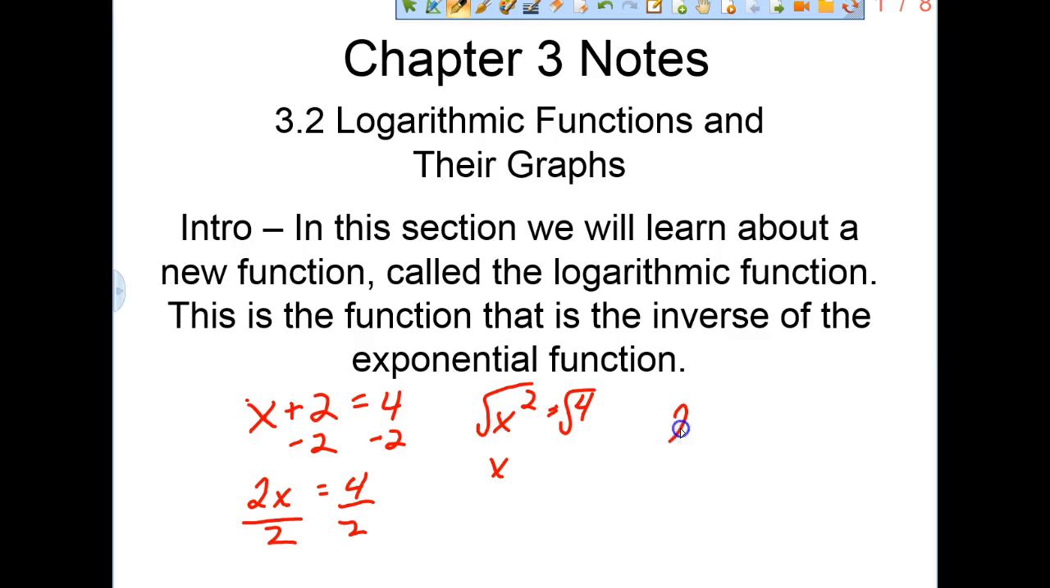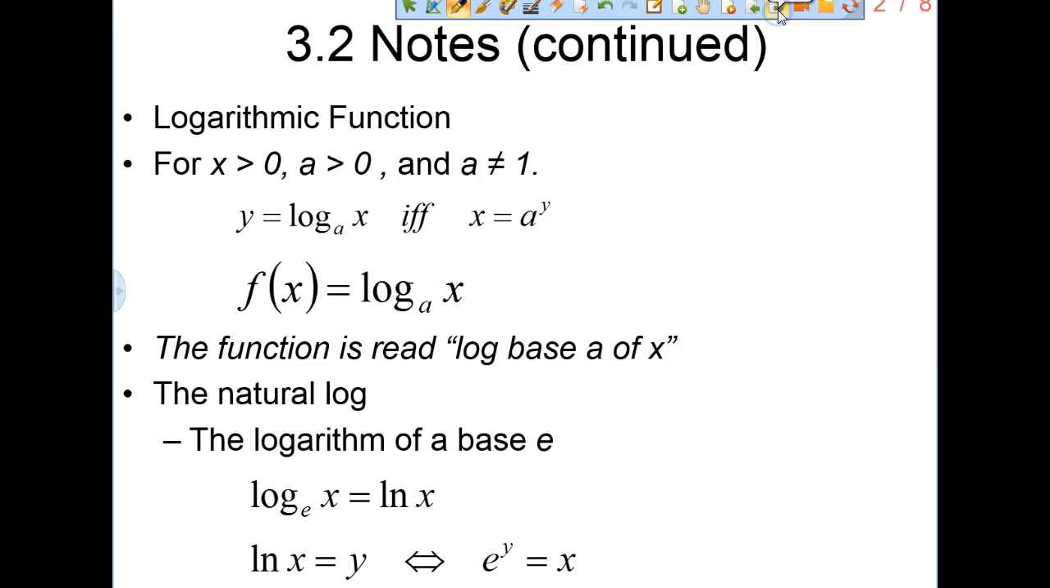And much the same, if I have 2 to the x equals 4, then how do I get rid of the 2? And that's where we come to the logarithmic function. So, the logarithmic function. For x greater than 0, a greater than 0, and a not equal to 1, we can say that y equals the log base a of x if and only if x is equal to a to the y. So we have f of x equals the log base a of x. This is our new function.